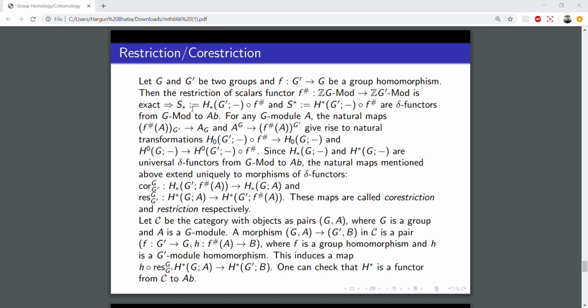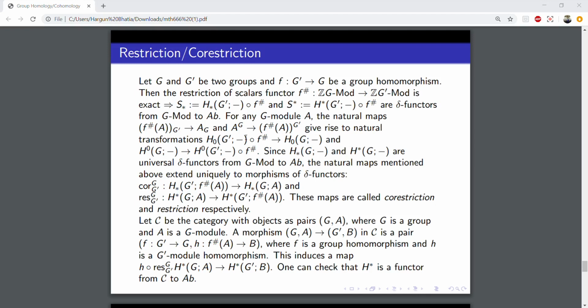Now notice that if I take the 0th one, which is the 0th homology composed with this. Now the 0th homology is this functor H0 G prime, so this H0 G prime composed with F hash. Now if I take any object A, what I get is F hash A, and then look at the 0th homology, which is the co-invariants. So there's an obvious, very natural map from this thing to A_G. Similarly, I have a very natural map from the invariants of A in G: take A, take the forgetful functor, and then take the invariants. So this is also a natural map.